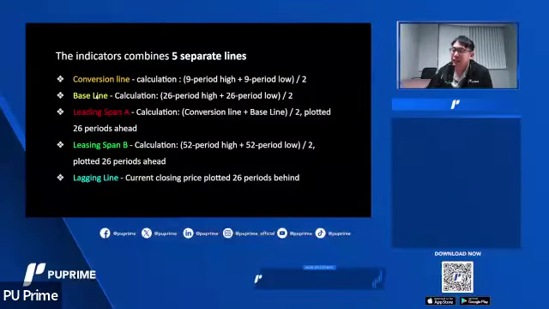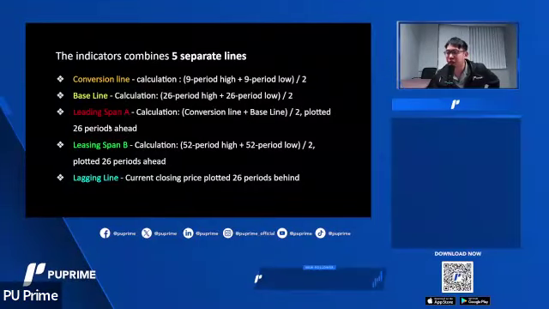Then second is the baseline. It uses 26 periods: for the previous 26 candlesticks, the highest price and the lowest price divided by 2. You can see these as the very common moving average strategies, where when the conversion line crosses above the baseline, it means a bullish trend, and if the conversion line crosses below the baseline, it means a bearish trend. This is one of the signals given by the Ichimoku Cloud. This is the first one.